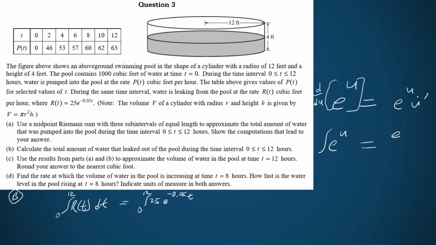How would I undo multiplying by u prime? So when I derive, I multiply by u prime. So when I integrate, I should be able to undo this. How would I undo that? Divide by u prime.